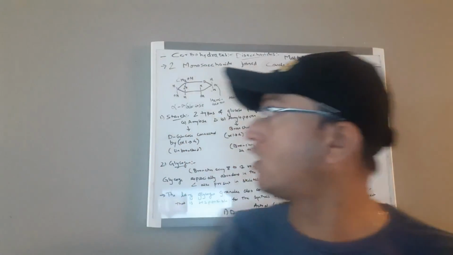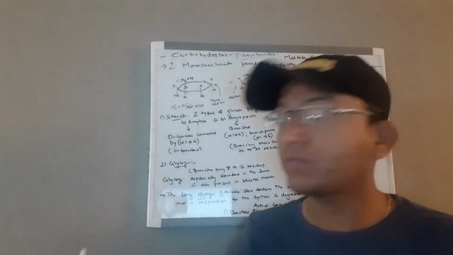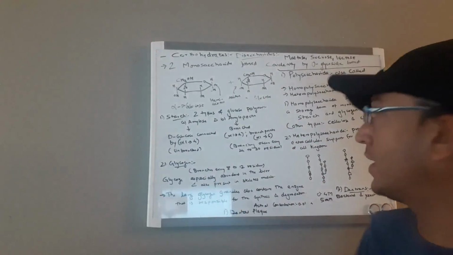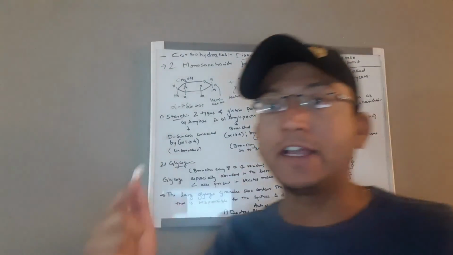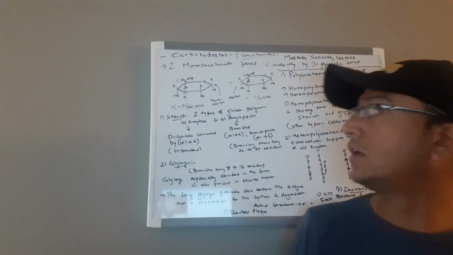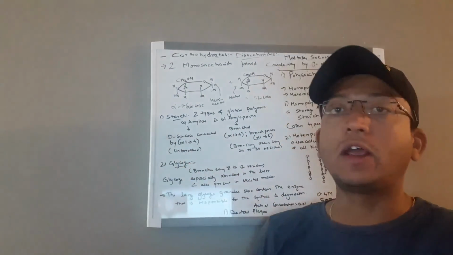Alright guys, so this was homopolysaccharides. There are some other homopolysaccharides as well that we will discuss, cellulose and chitin. We will discuss them in the next video. I think this is enough for starch, glycogen and dextrins.